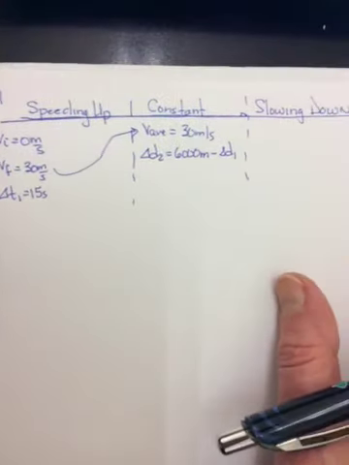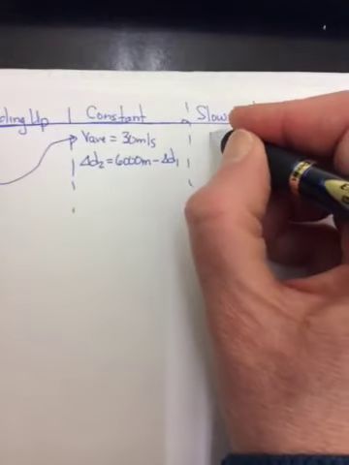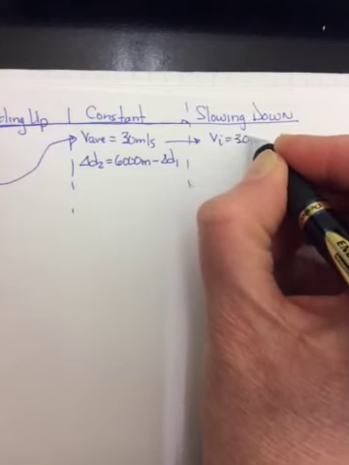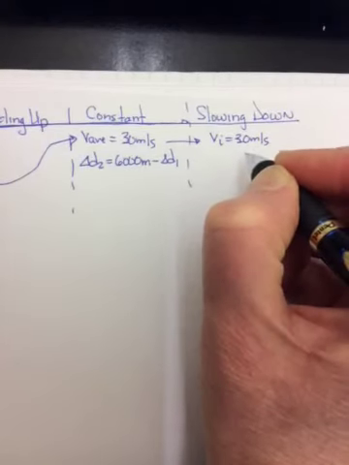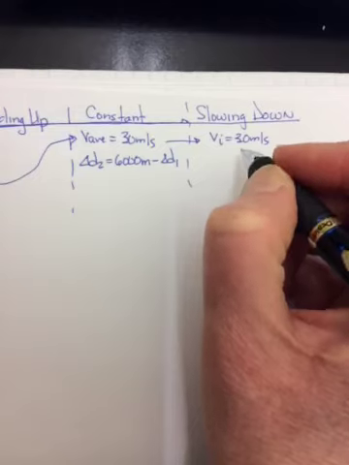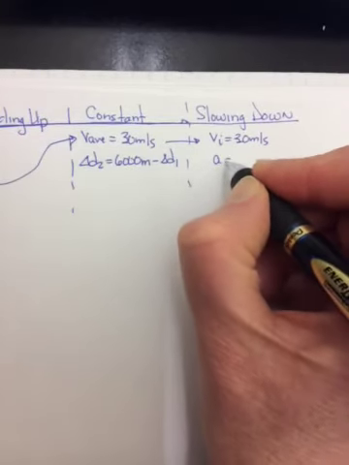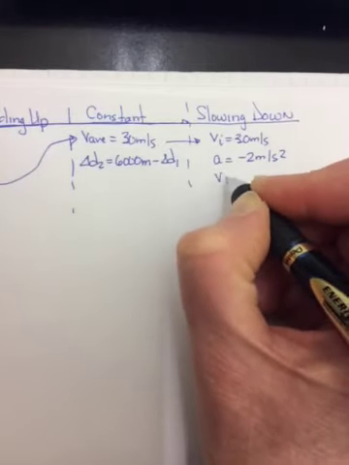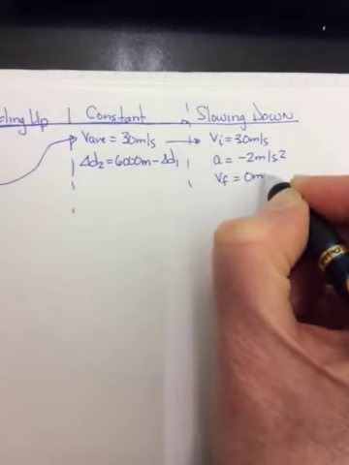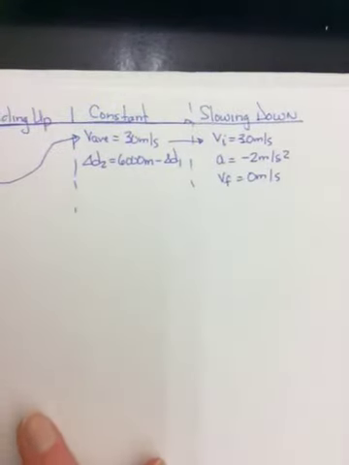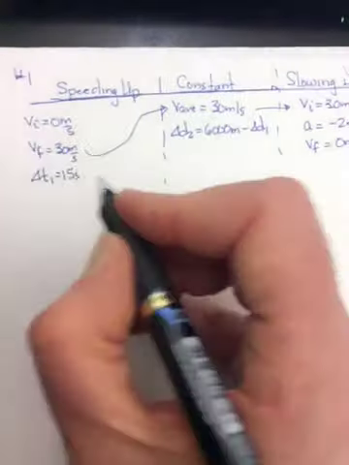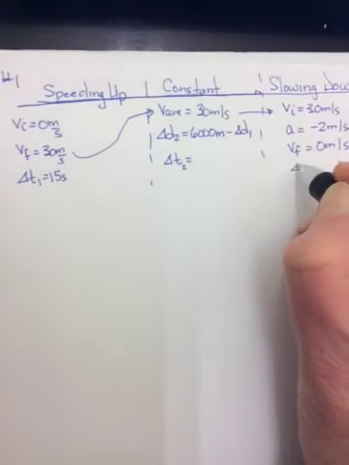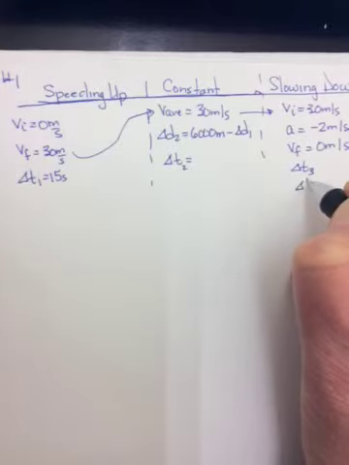It slows down at this point. So what's its VI? Its VI is what its VAV was. So VI is 30 meters per second at a rate of 2 meters per second squared. So A is negative 2 meters per second squared until it stops. VF is 0. How long is the train moving? How far did it go? So really we need the delta T's of each section and we need the delta D's of each section.